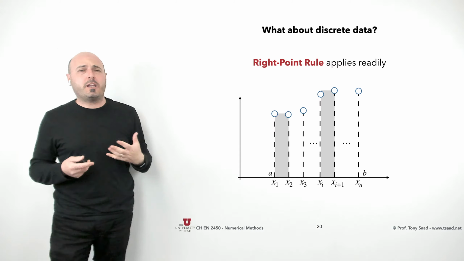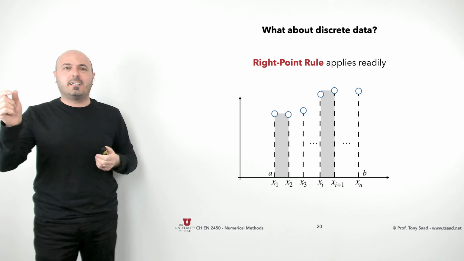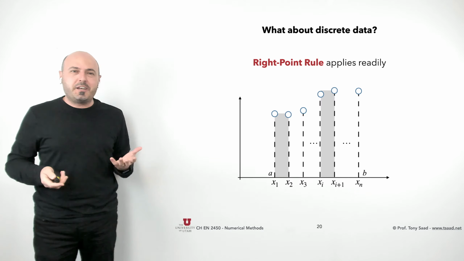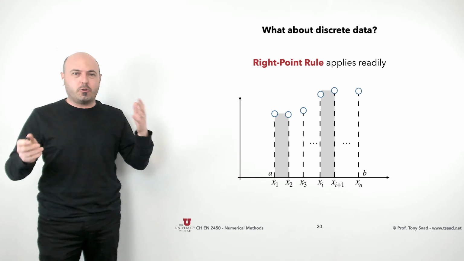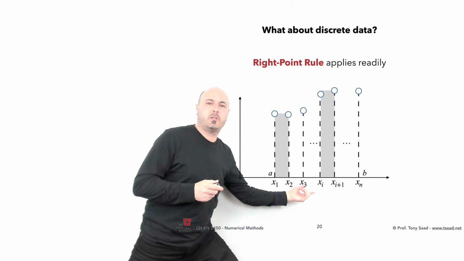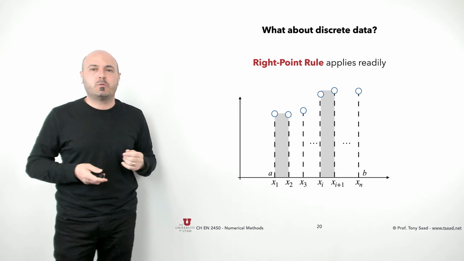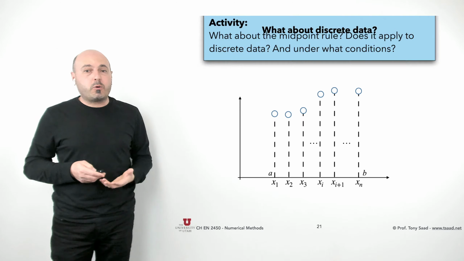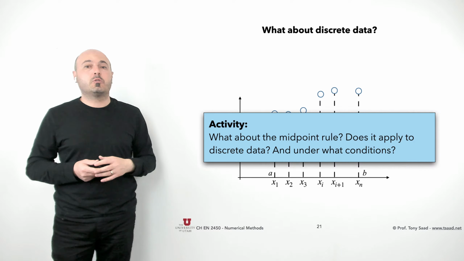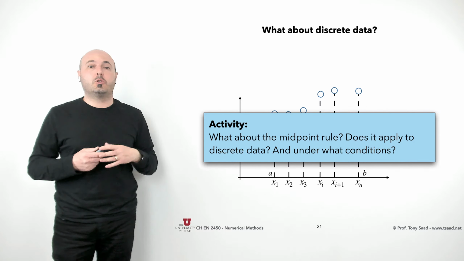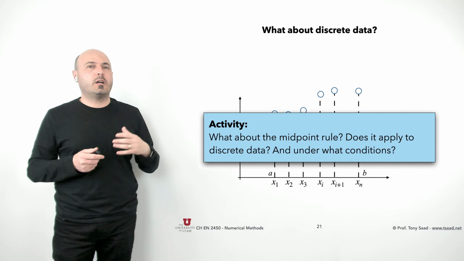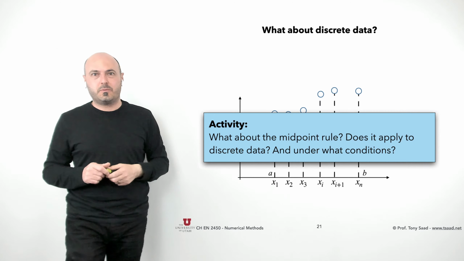For equally spaced data, the spacing is a constant. You can just keep reusing that to calculate the area. For unequally spaced data, unfortunately, you're going to have to look at the x values and take the difference between xi plus 1 and xi to calculate the segment width. All right. So now my question to you is, what about the midpoint rule? Does it apply to discrete data? And under what conditions? I alluded to that a little bit earlier, but I'm going to ask you now to think about it and try to give me an answer.